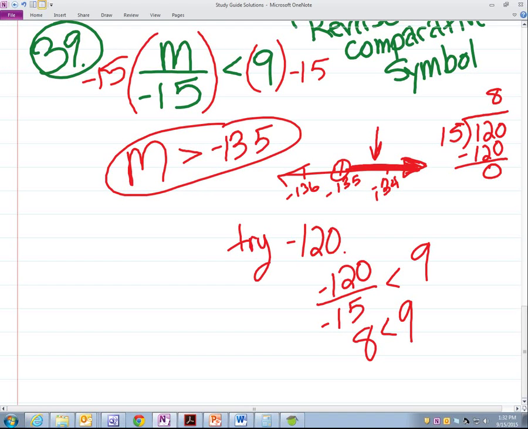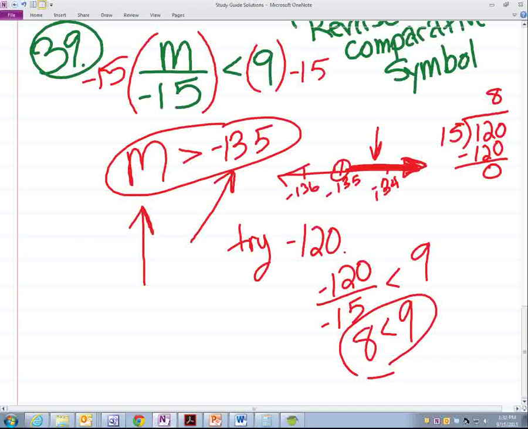See how this holds true? Because we chose our M to have a greater value than 135, and when we plugged it in, this is true, so we know we did it right. If we would have gone the wrong direction, it would have been a situation where if we had like 10, which is not less than 9, so you need to go back. That's how you check yourself.